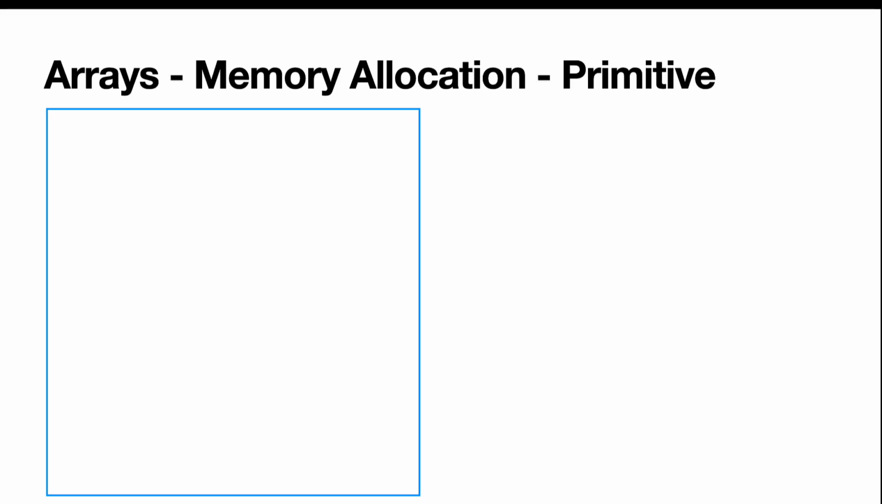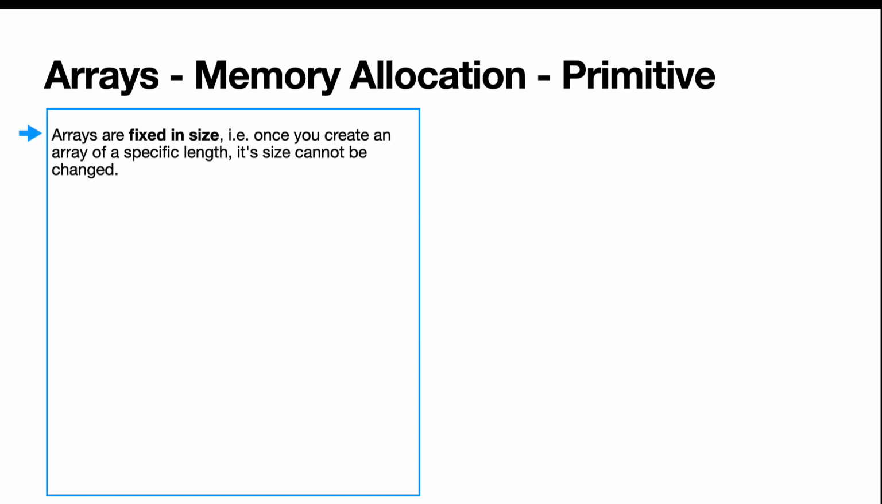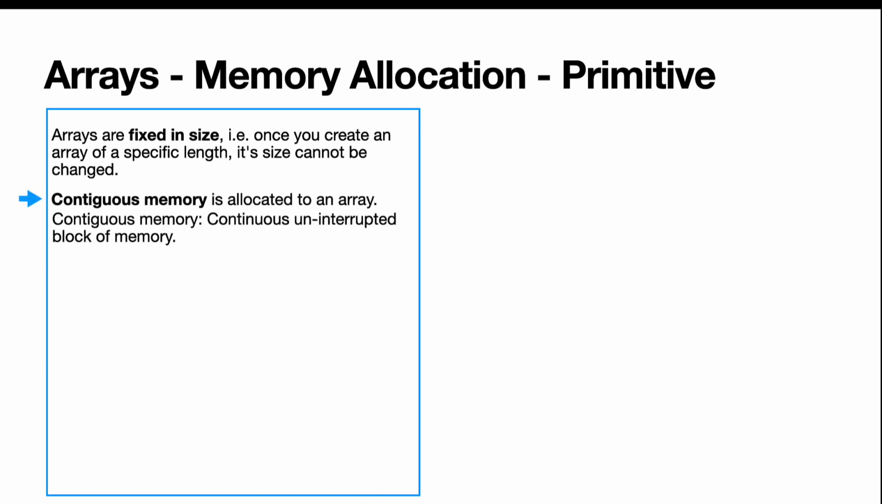Now let's look at how memory is allocated for an array containing primitive data types. We have already seen that arrays are fixed in size. That is, once you create an array of a specific length, its size cannot be changed. When an array is created, a contiguous memory is allocated to an array. What do we mean by contiguous memory? Contiguous memory is a continuous and uninterrupted block of memory in a machine or computer's memory system.